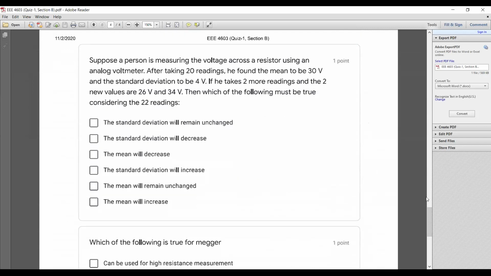For this question, normally it could be answered without doing any calculation. So first of all, let us see what is given in the question. There were 20 readings which had an average of 30 volts. Now if two more readings are taken and the two new values are 26 and 34, what would be the change in the mean, or will it remain unchanged?